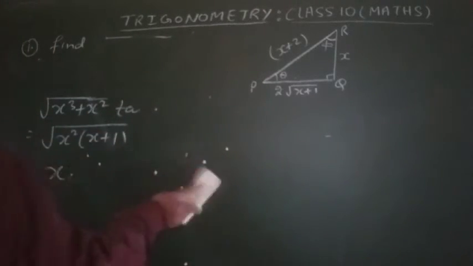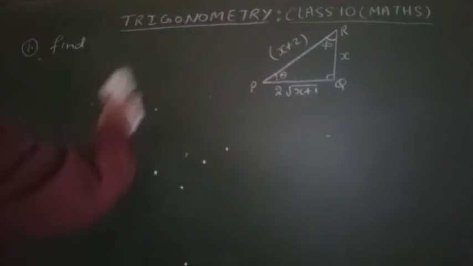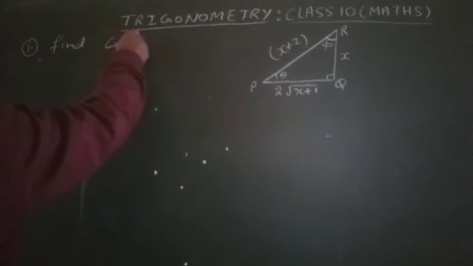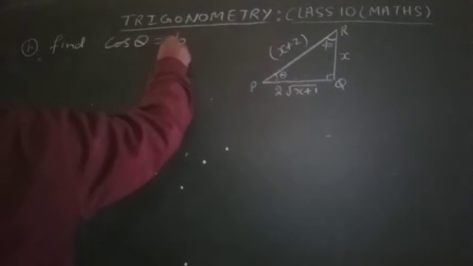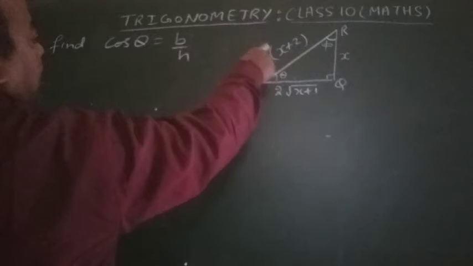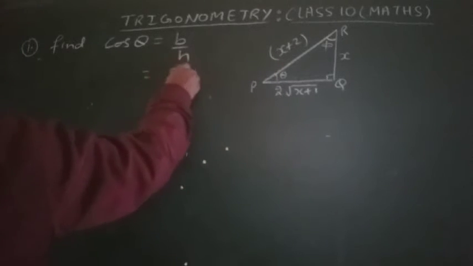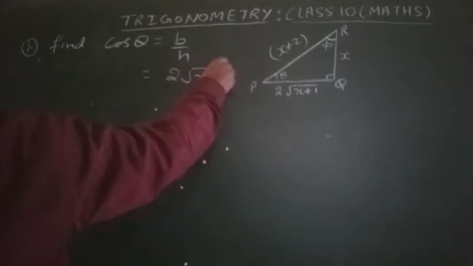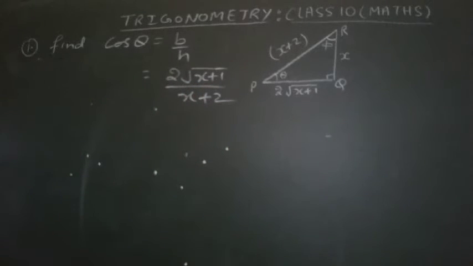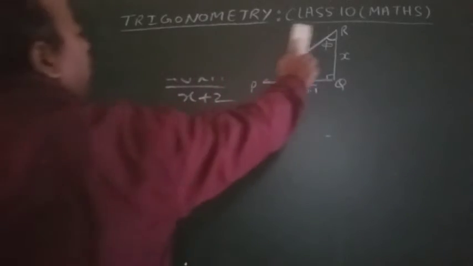Now the third one is the concept of cos theta. Cos theta means b by h. So for theta it is B and it is H. So the value will be 2 under root x plus 1 by x plus 2. Clear? So I hope you understand these questions, and I am going to the next question. Look at this.